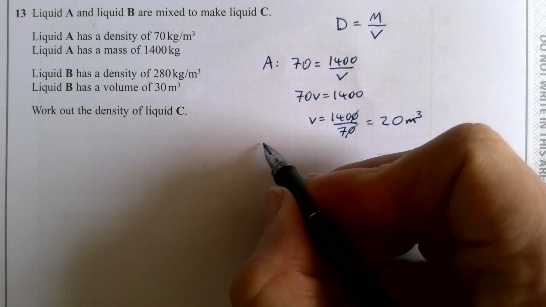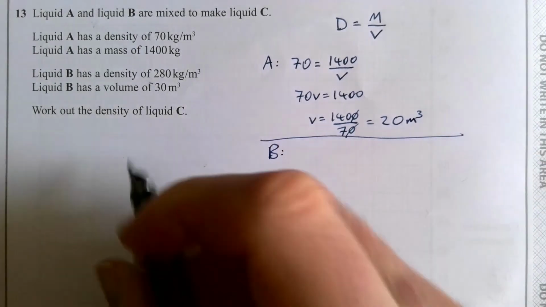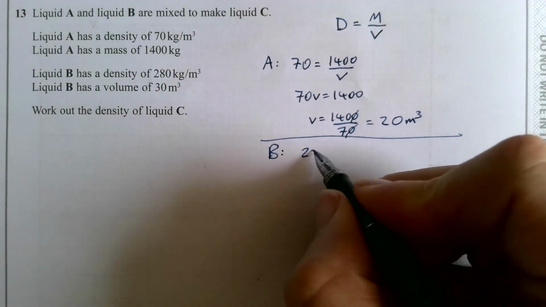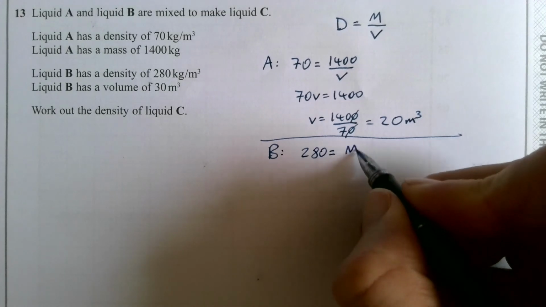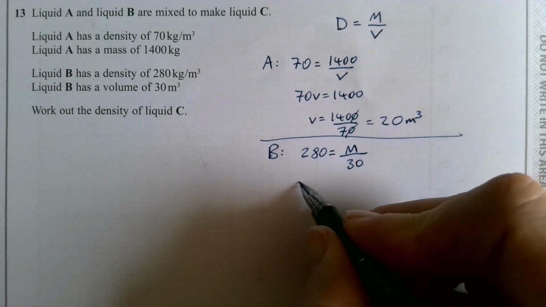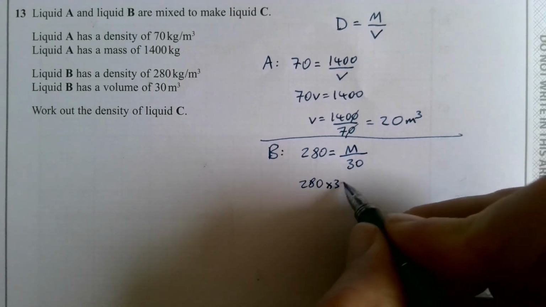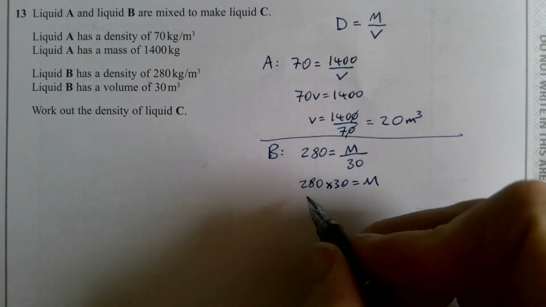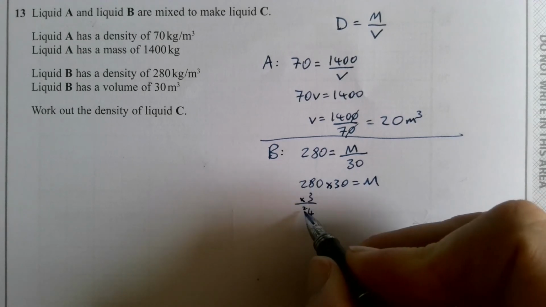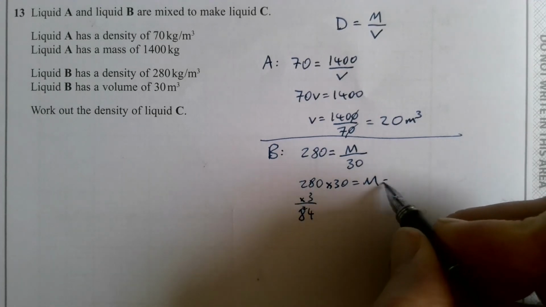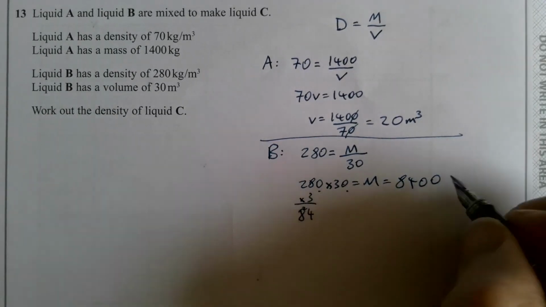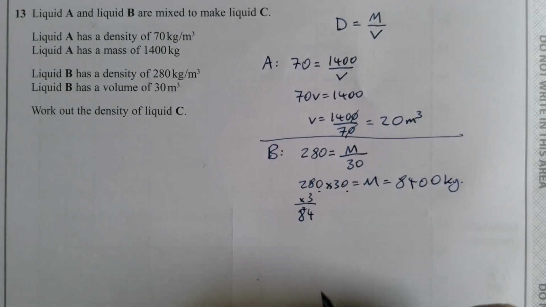Then I'm also going to have a little look at B, and I need to know what I don't know at the moment. So what I don't know is the mass. So the density is 280, the mass is what I don't know, over the volume I do know is 30. So the mass is going to be 280 times 30. So how do I do that? Well, 3 times 8 is 24, 3 2s are 6 plus 2 makes 8. That's going to give me 84 with 2 zeros added on. So it's 8,400 kilograms.